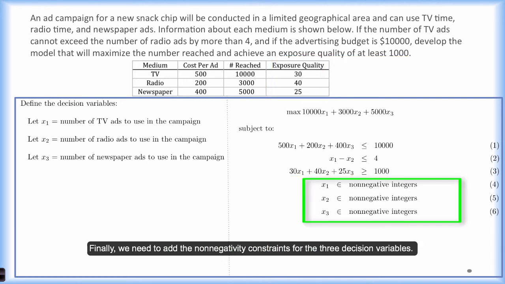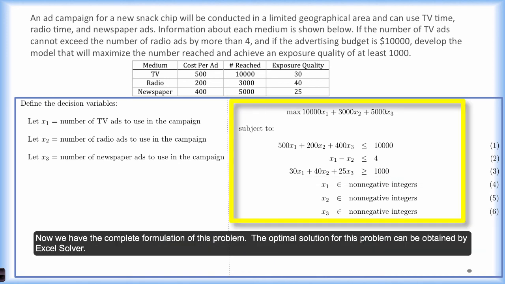Finally, we need to add the non-negativity constraints for the 3 decision variables. The non-negativity constraints will ensure that we only consider non-negative whole number of ads in the solution. The symbol that looks like a C with a dash in the middle means that the left-hand side is an element of the right-hand side. Equations 4, 5, and 6 ensure that x1, x2, and x3 are non-negative integers. Now, we have the complete formulation of this problem. The optimal solution for this problem can be obtained by Excel solver.